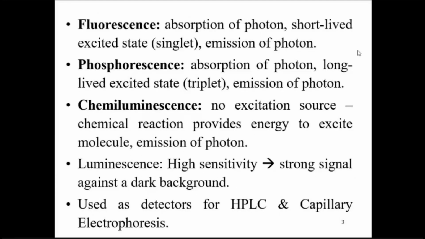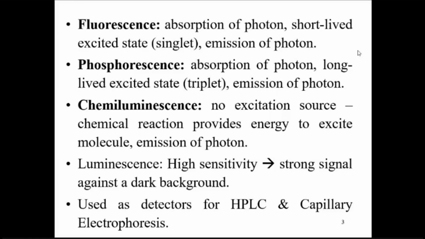So there are three types of luminescence. Fluorescence involves absorption of a photon followed by a short-lived excited state, generally the singlet state, and then emission of a photon. Absorption of a photon and emission of a photon. The photons have different wavelengths in fluorescence spectroscopy.